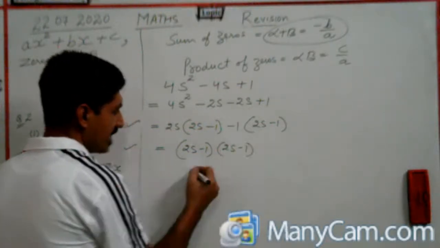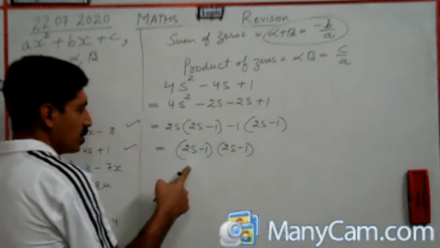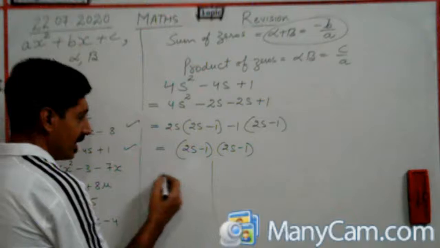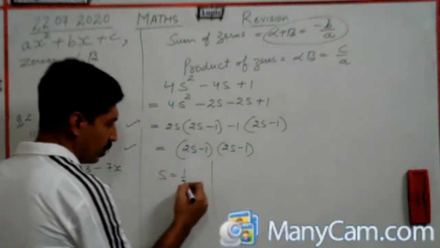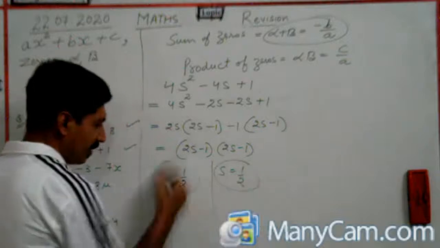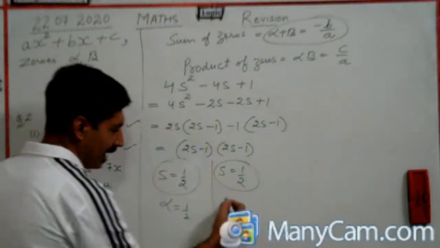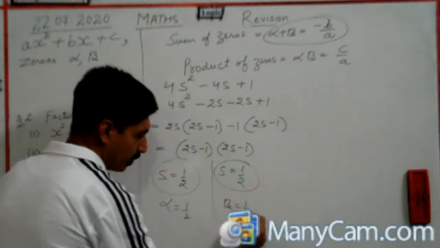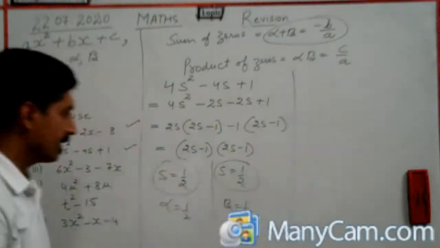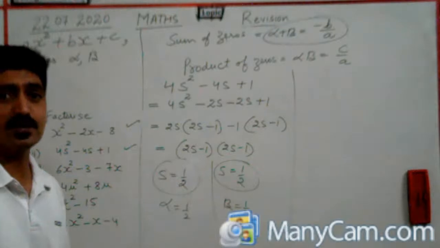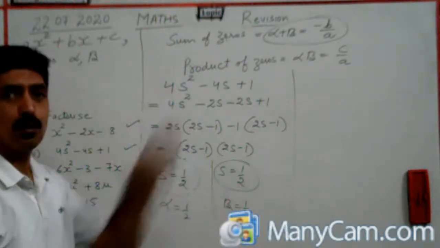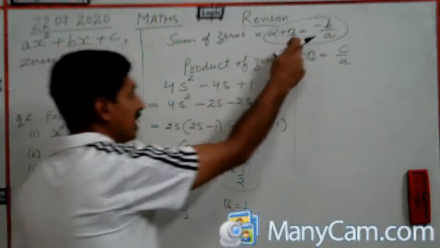So in this case, we are finding the roots or zeros, that s is equal to 1 by 2 and s is 1 by 2. Both the roots are the same. Alpha is also 1 by 2 and beta is also 1 by 2. Right? But let's verify the result. The sum of roots is 1. Half plus half is what? 1. So alpha plus beta is 1.